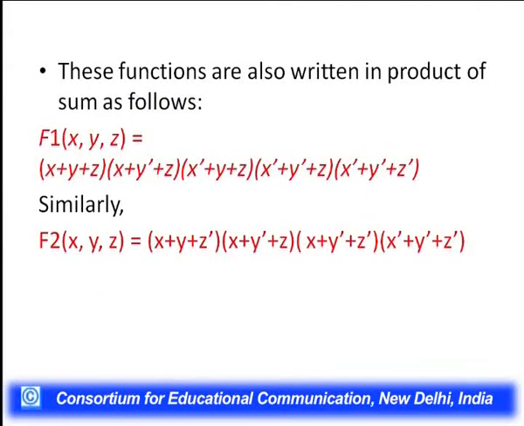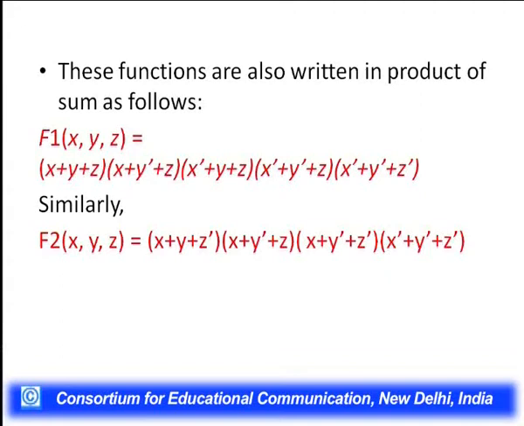So these functions are also written in product of sum as follows: f1 of 3 variables x, y, z equal to (x plus y plus z) into (x plus y dash plus z) into (x dash plus y plus z) into (x dash plus y dash plus z) into (x dash plus y dash plus z). This is the function for f1 that is given in the table in the question.